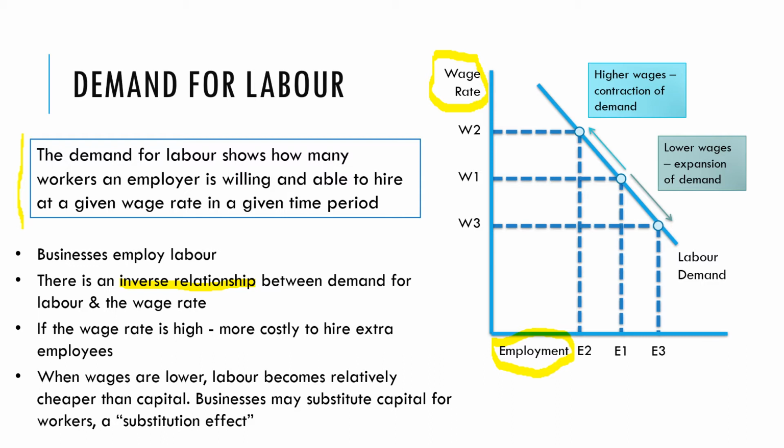If the wage rate is high, then it's more costly to hire employees, and we have a relatively low level of employment at E2. When wages are lower, labour becomes relatively cheaper than capital, than machinery, so businesses may substitute their machinery for workers. So for example, at wage rate 3, we have a much higher demand for labour of E3.